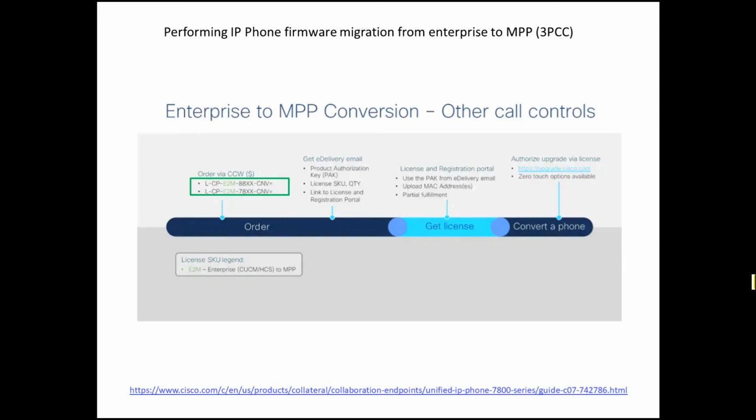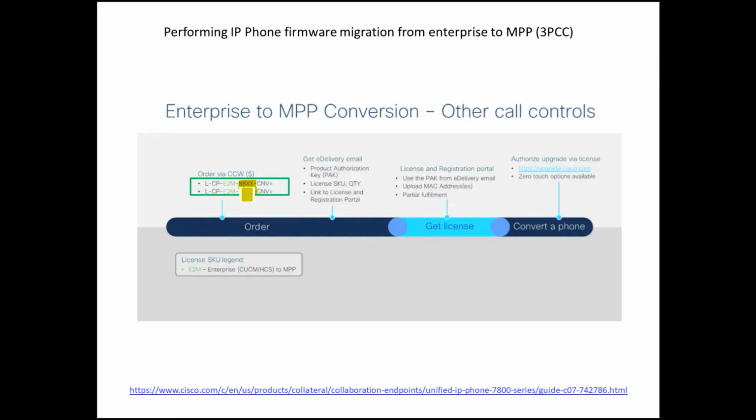One of the things to note is for the firmware migration, licensing is required. The specific licensing that will be used when doing the firmware migration from Enterprise to MPP using the Cloud Upgrader is called Classic Licensing. And there's two different part numbers depending if you have the 8800 series of phone that you're doing the firmware migration, or if you have the 7800 series phones.